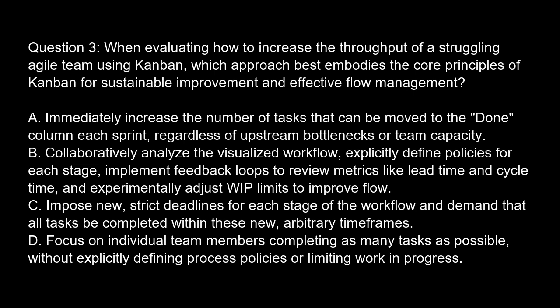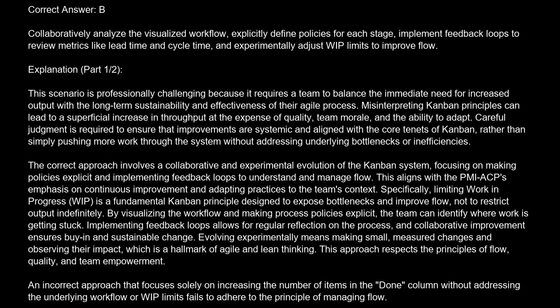Implement feedback loops to review metrics like lead time and cycle time, and experimentally adjust WIP limits to improve flow. Option C. Impose new, strict deadlines for each stage of the workflow and demand that all tasks be completed within these new, arbitrary timeframes. Option D. Focus on individual team members completing as many tasks as possible, without explicitly defining process policies or limiting work in progress. The correct answer is B.